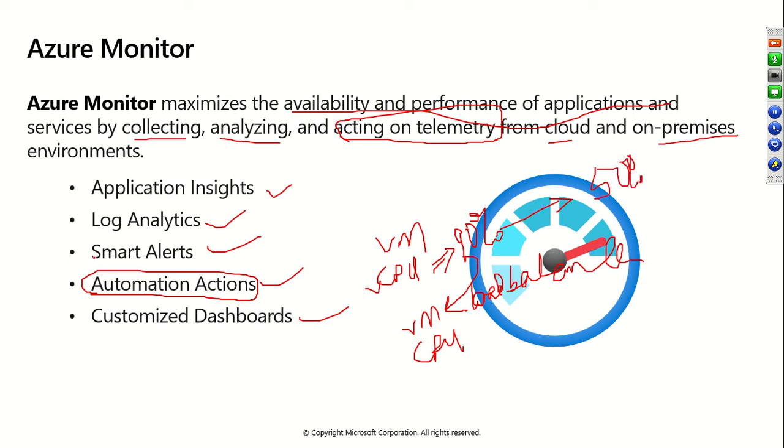You also have smart alerts. You can be getting alerts. You can get alerts via emails. You can get alerts via text message, via SMS, of the current state of your resources. If any resource needs your attention, through the alert and SMS, you will know.